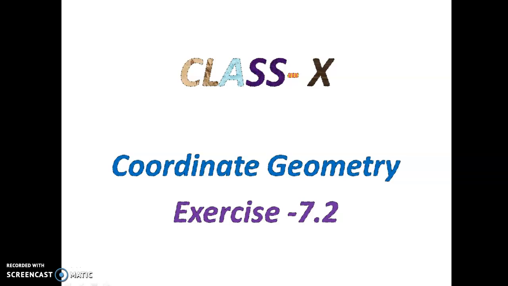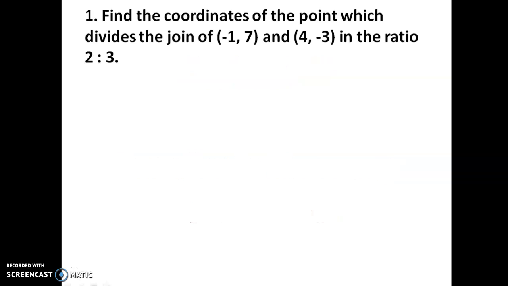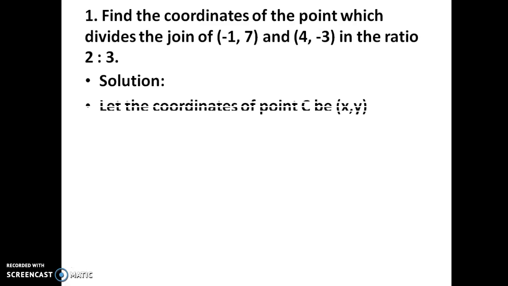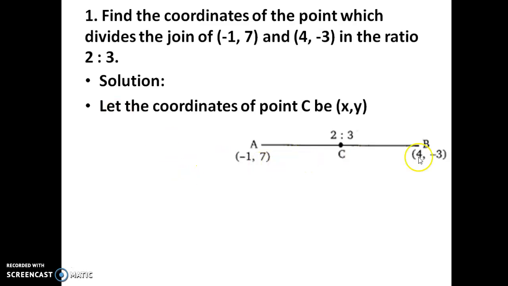Hello students, in the chapter coordinate geometry, let's solve exercise 7.2 in this video. First problem, find the coordinates of the point which divides the join of (-1, 7) and (4, -3) in the ratio 2:3. Okay, so a line is joining these two coordinates. Let us name them A and B, and this line is divided in the ratio of 2:3.